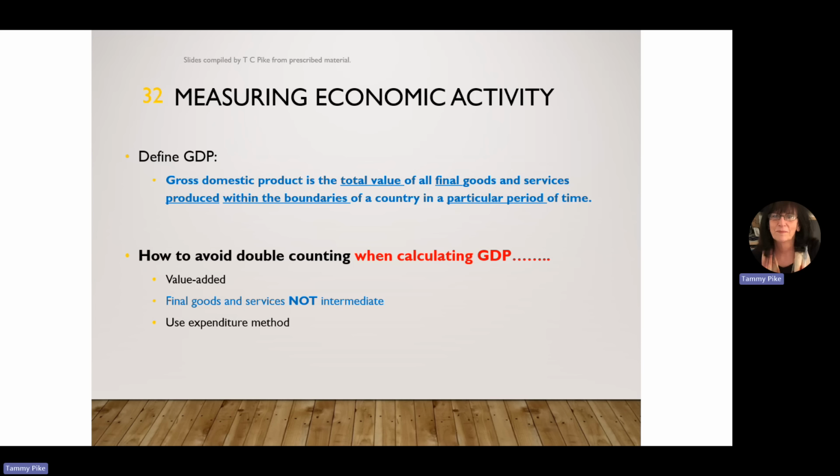Then how to avoid double counting when calculating GDP. We do that by using different methods to measure economic activity. And it relates very closely to our methods, our income method, our production method, and our expenditure method, but we call it a bit differently. Let me show you what I mean. Value added method, which is really production method, and we refer to gross value added. Final goods and services, so we measure only the final goods and services that are produced in the economy. And then we can use the expenditure method, which is C plus I plus G. All right, so those are your 3 ways in which we avoid double counting. Don't mix them up with the 3 methods of measuring GDP. You talk about them differently in each case.